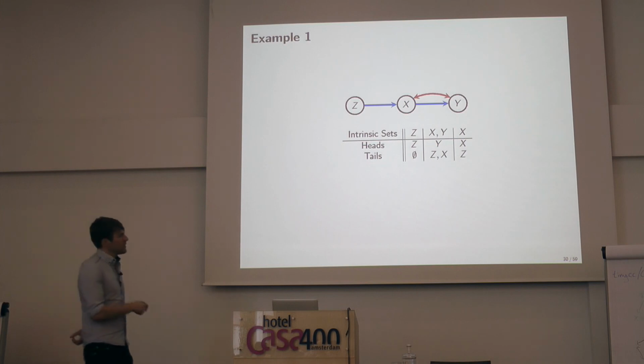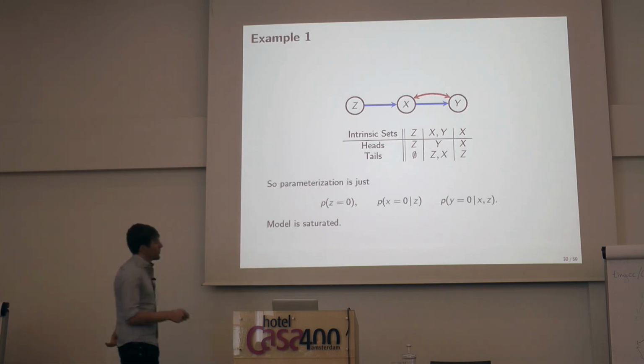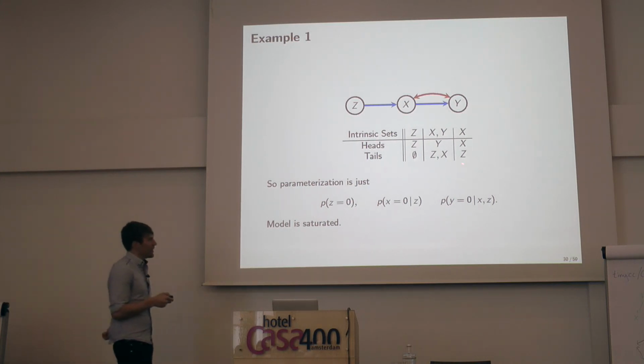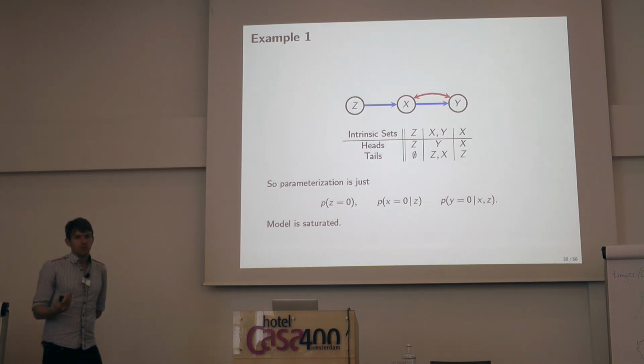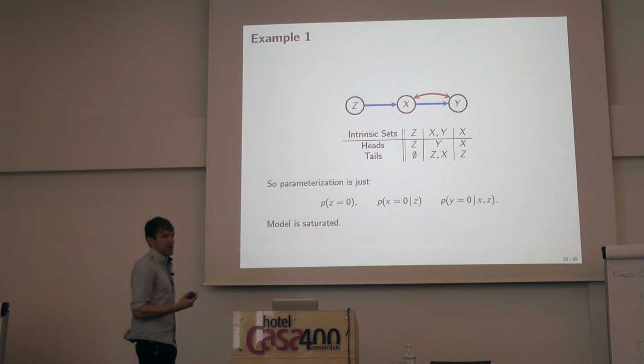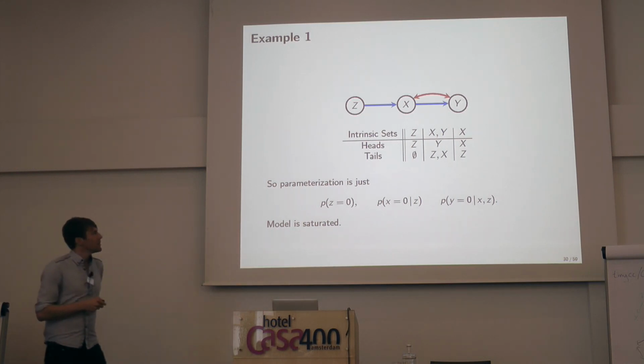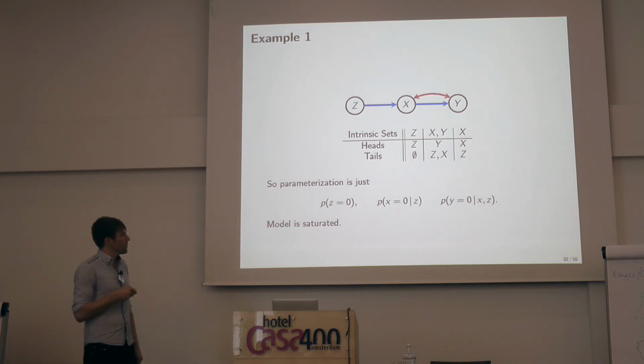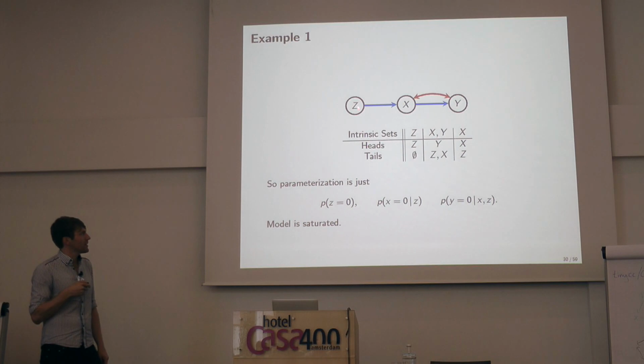And the tails: Z has an empty tail, X has Z as a tail, and Y has both X and Z as a tail. So if you follow that through, the parameterization effectively just corresponds to the probability that Z is equal to 0, X given Z, and Y given X and Z. Sound familiar? So in other words, the model for this graph is saturated. So I think that partly answers Vanessa's question. This model is bigger than the true model, for a reason we'll see in a second. But we're effectively parameterizing this as though it were the DAG with ordering Z, X, Y.